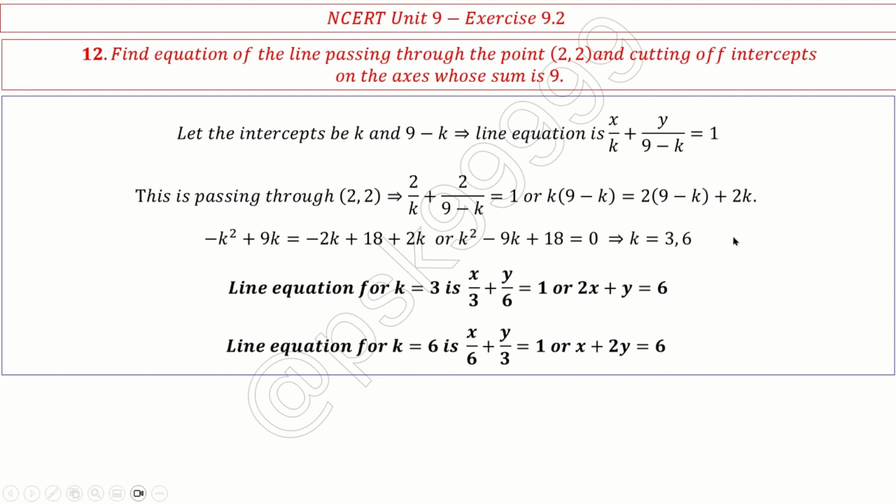So the line equation for k equal to 3 is x by 3 plus y by 6 equal to 1, or 2x plus y equal to 6. Or if it is k equal to 6, then I get x plus 2y equal to 6. Hope you understand this one. Do it carefully. Next.